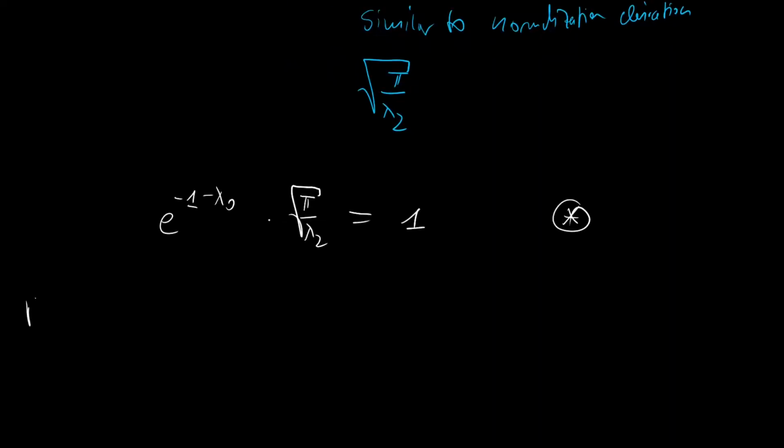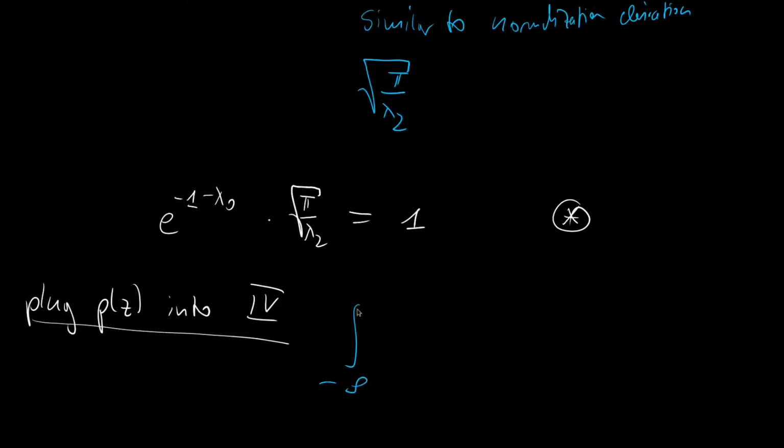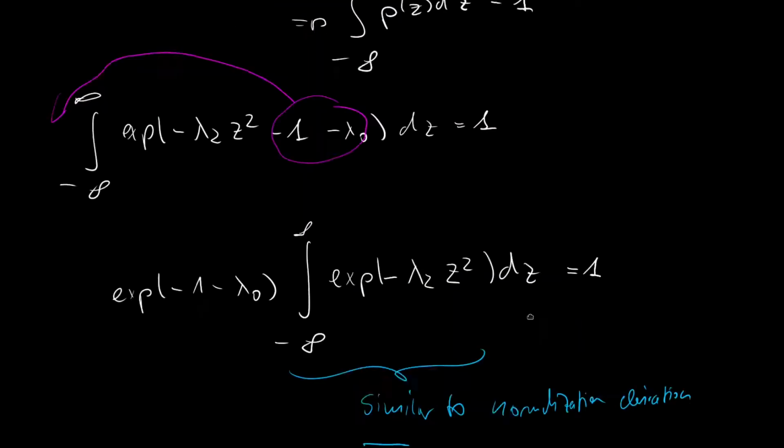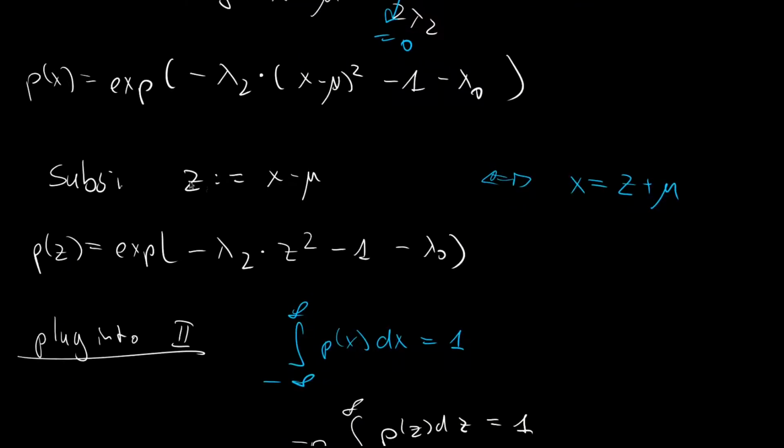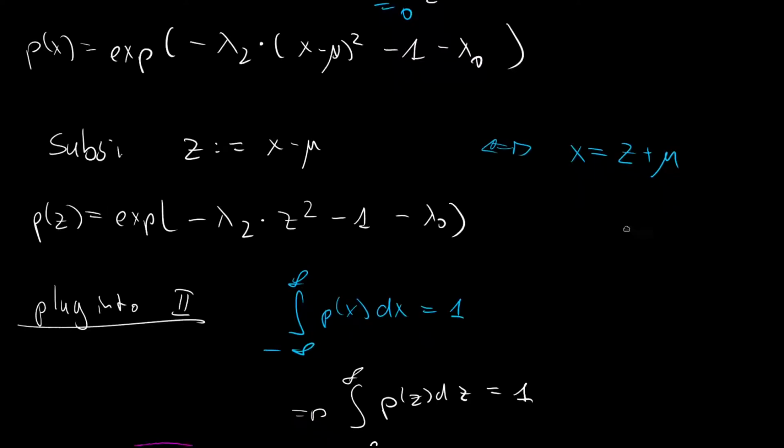And for this, we will plug p of z into the last equation that we have left, and this will be equation 4, which is the constraint on the second order moment. The equation was given as the integral from minus infinity to plus infinity over p of x times x minus mu in brackets squared dx is equal to sigma squared. Then again, let's plug in the substitution that we made for x, where x is z plus mu.